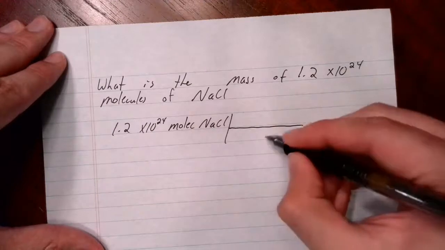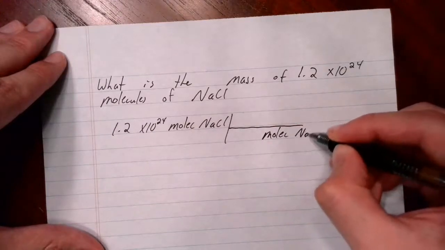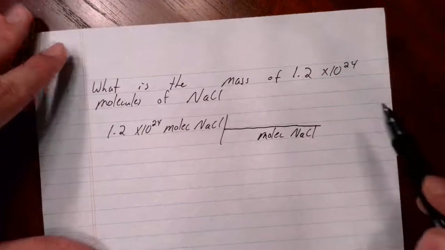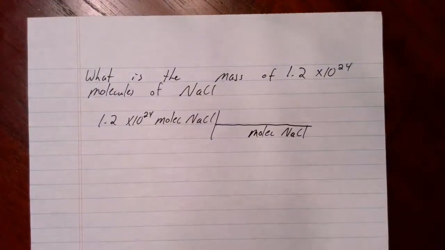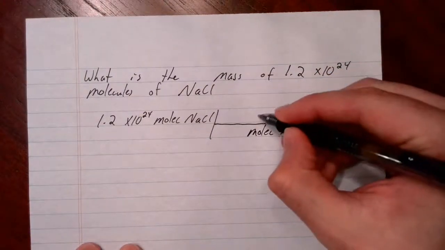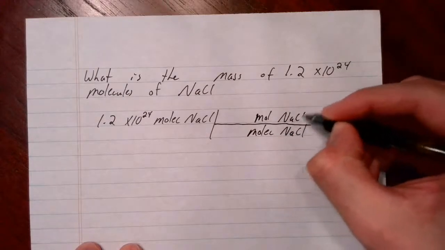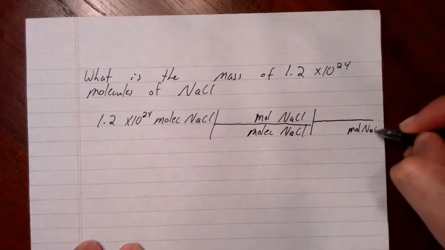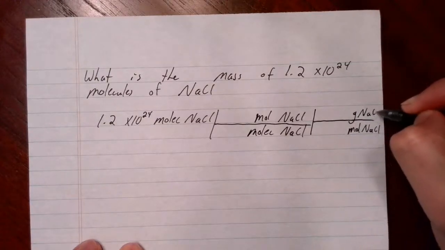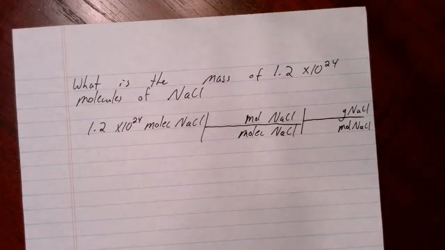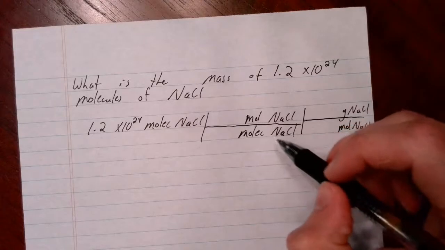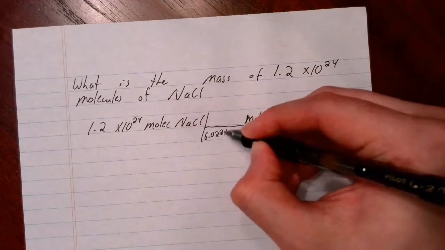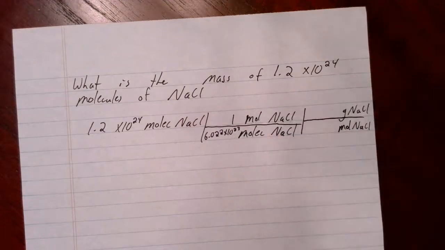So what I start off with goes on bottom, molecules NaCl. And ideally, I would like to put grams, the mass, on top. But I don't have a conversion factor to go from molecules to grams, so I have to go through moles first. So I do moles NaCl. Then I drop moles on bottom, moles of NaCl, and I have grams of NaCl. So now I go back and make sure I have conversion factors for all these. Do I have a conversion factor that goes from molecules to moles? Yes, I do. There are 6.022 times 10 to the 23rd molecules in 1 mole.